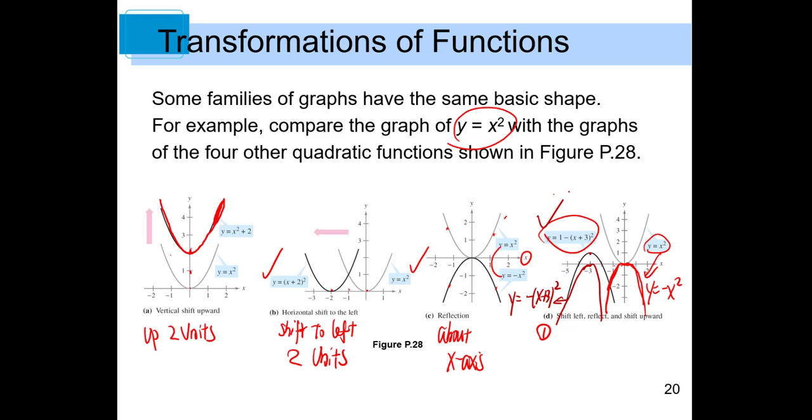Okay. So 3 different transformations, right? First one, reflection about the x-axis. Second step, horizontal shift 3 units to the left.